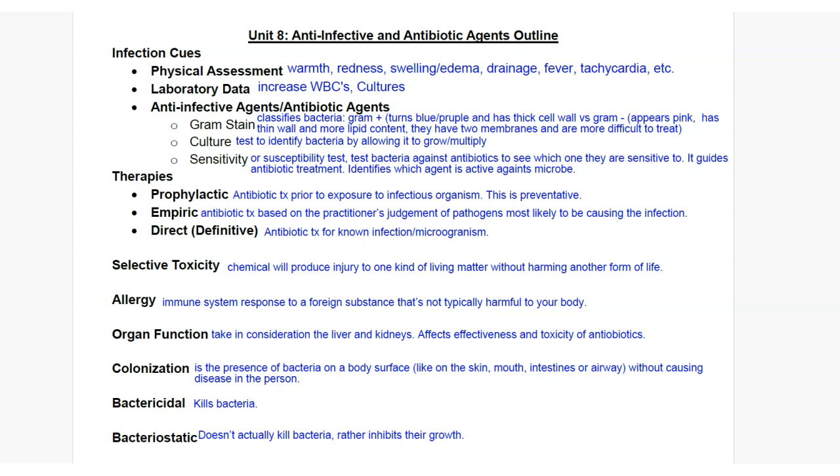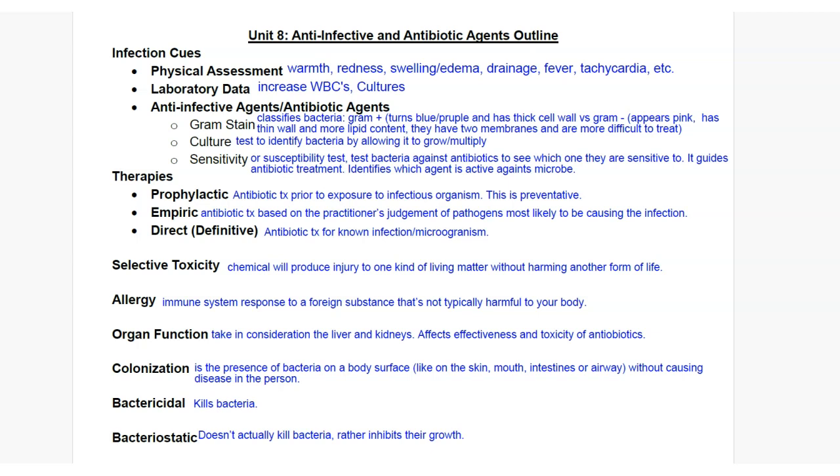Now, the main difference: prophylactic, there's no infection. Empiric, they know that there's an infection. They're just not 100% sure that that organism is what they're actually treating. All right, on the other hand, direct or definitive therapy is when they use antibiotics to treat a known infection or microorganism. So this is usually because they already have their blood culture results. So they know specifically what organism they are treating.